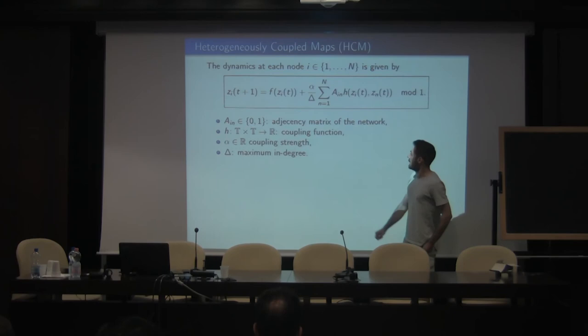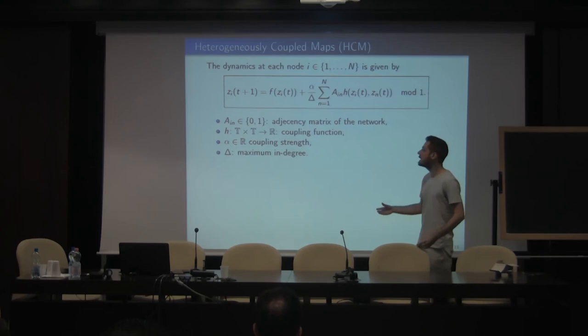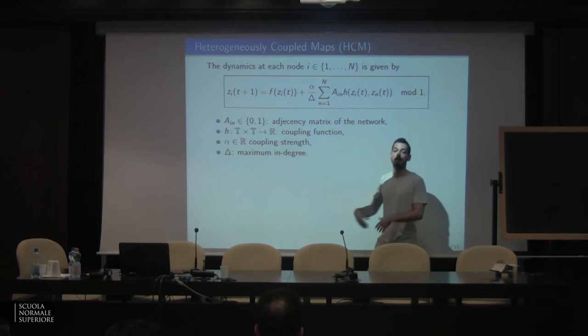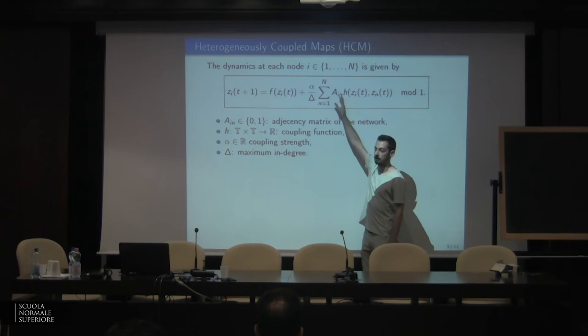Here there is this rescaling of the coupling strength by delta. Delta is the maximum degree in the network, that means the maximum number of connections that a node in the network has. This means that if a node is highly connected, the sum here will have roughly delta terms. So this is an order one perturbation for the map F. Instead, if the node is a low-degree node, so it has a very small number of connections, the number of terms in this sum is much smaller than delta. And this means that this interaction term is very small, and it's a small perturbation for the map.